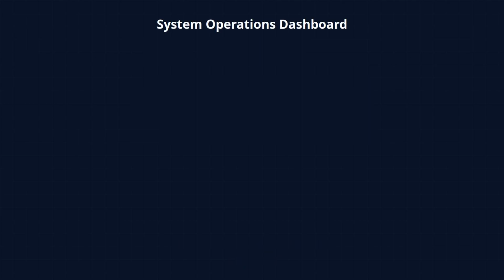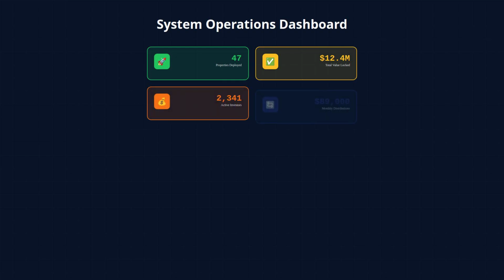Behind the scenes, SecondaryDAO operates with enterprise-grade reliability. Contract deployments, KYC verifications, rent distributions, and trade settlements all run automatically. Our monitoring system tracks uptime, response times, and transaction success rates. 24/7 operations with real-time alerting ensure the platform is always ready.